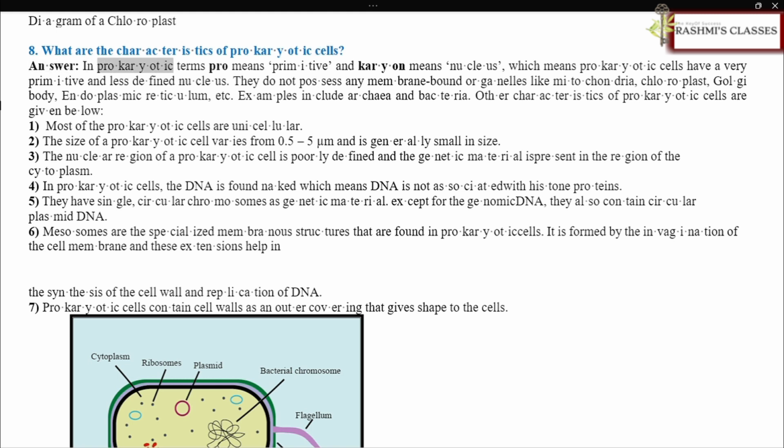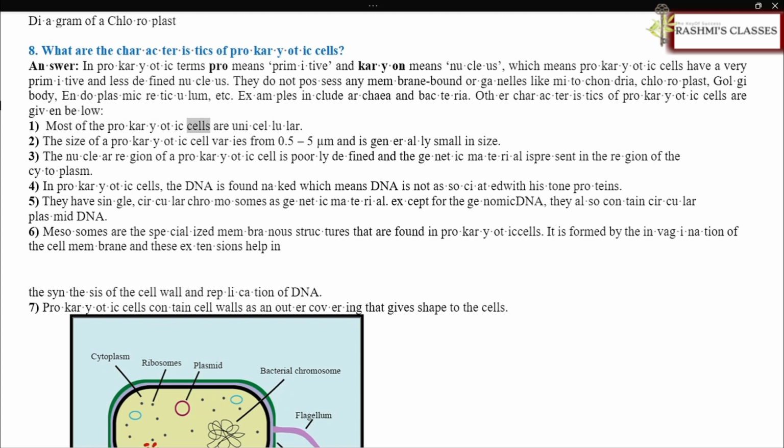Answer: in the term prokaryotic, pro means primitive and karyon means nucleus, which means prokaryotic cells have a very primitive and less defined nucleus. They do not possess any membrane-bound organelles like mitochondria, chloroplast, Golgi body, endoplasmic reticulum, etc. Examples include archaea and bacteria. Other characteristics of prokaryotic cells are given below.